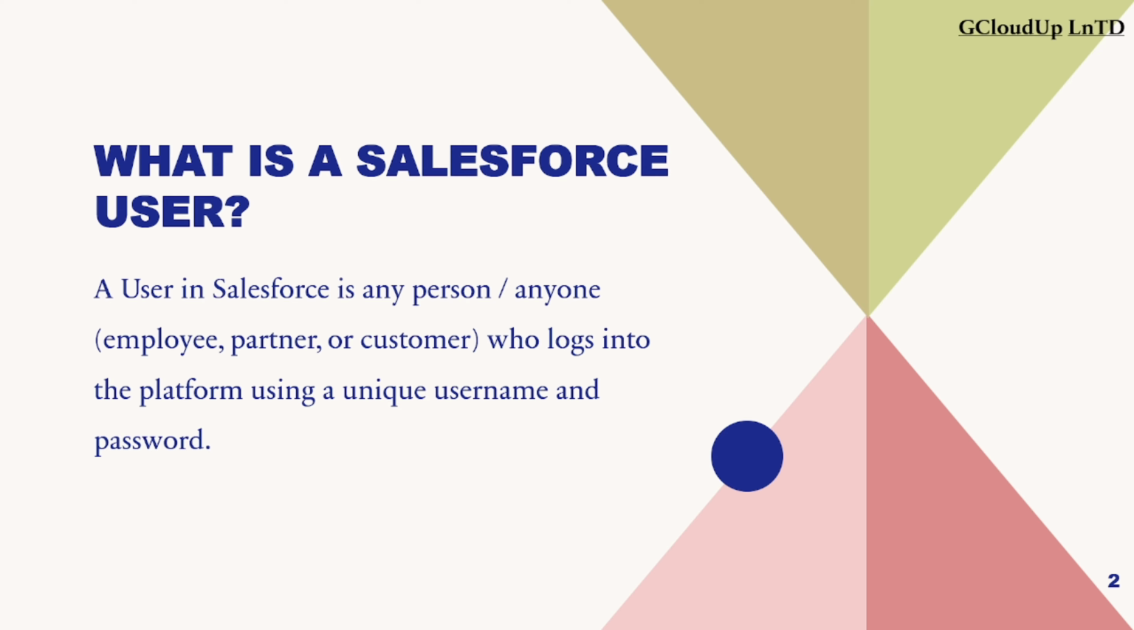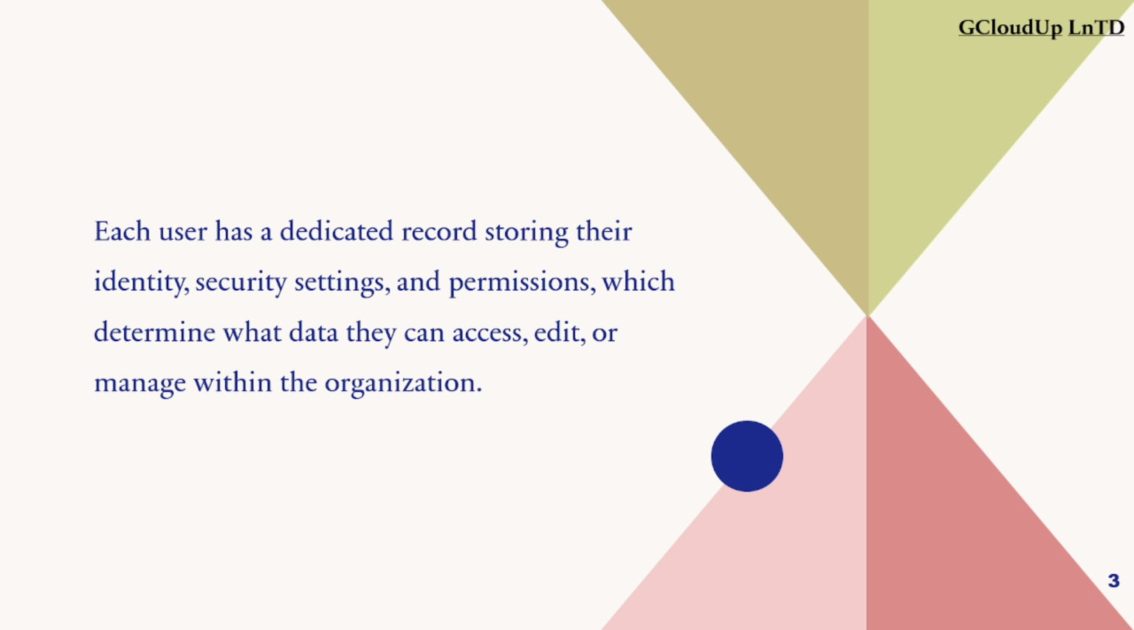A user is nothing but any person or any employee, partner or customer who logs into the platform using a unique username and password. So here user is nothing but any person, and they need to have the username and password to log in into the Salesforce. And here each user has a dedicated record storing their identity, security settings and permissions, which determines what data they can access, edit or manage within an organization. Means the users need permissions once they log in, based on permissions, what type of data they are able to see.